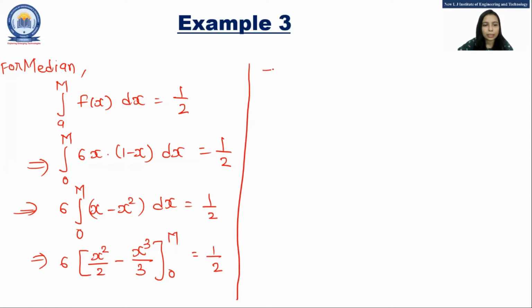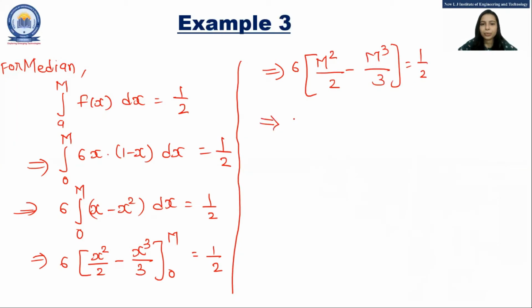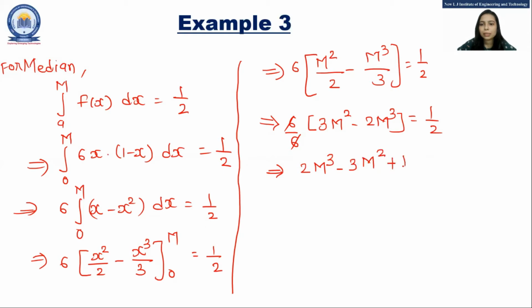So the answer for that is equal to 6 into m square divided by 2 minus m cube divided by 3 is equal to 1 by 2. So therefore 6 into 3m square minus 2m cube upon 6 is equal to 1 by 2. 6 would become cancel. 2m cube minus 3m square plus 1 by 2 is equal to 0. So that is 4m cube minus 6m square plus 1 is equal to 0.